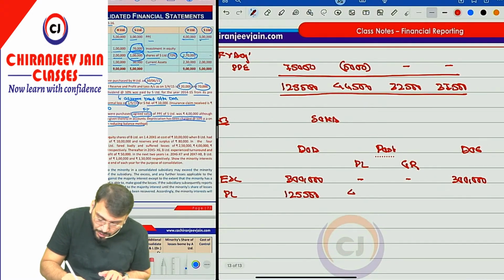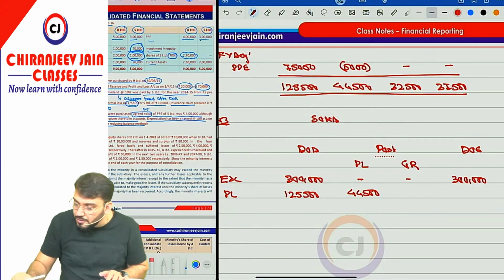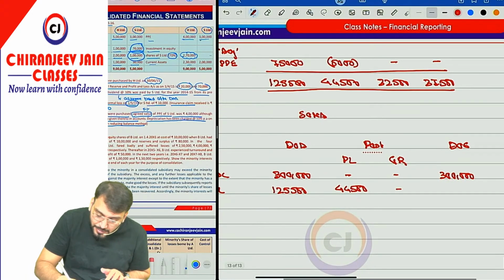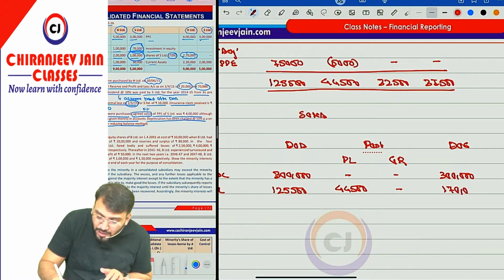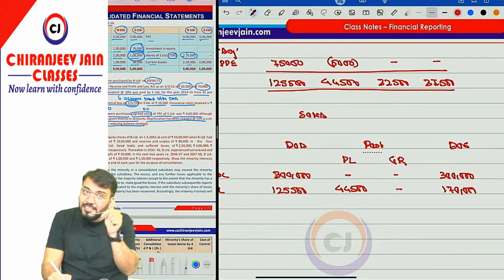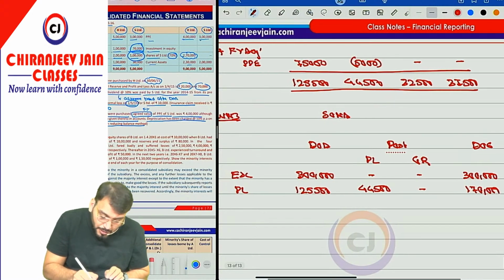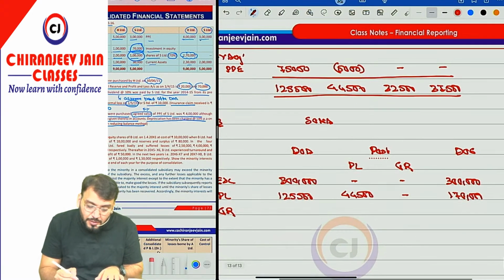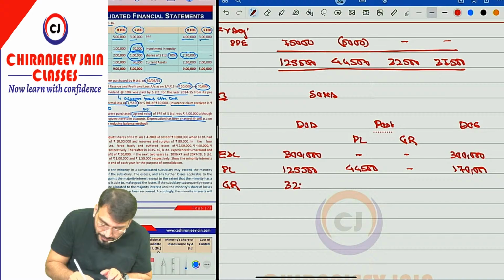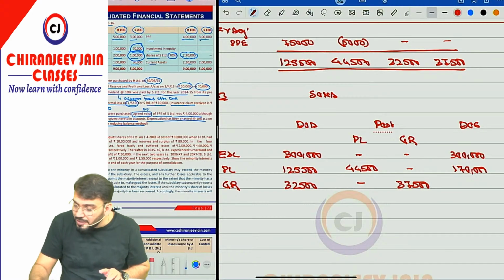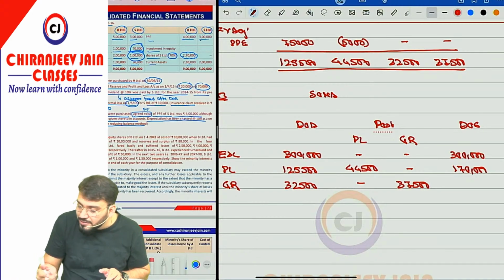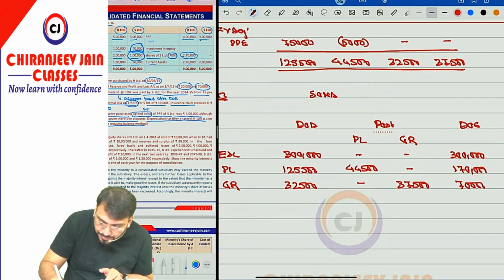and post is what? 44,500. So total 1,25,500 plus 44,500. It will become 1,70,000. Why? Because closing balance was 1 lakh and net increase in PPE was 70,000, the net fair value gain. So that becomes 1,70,000. Now add general reserve. How much is general reserve? Pre is 32,500. Post, write down in general reserve, 37,500. So it will become 32,500 plus 37,500. Total is 70,000. That is the closing balance, which means we are doing it correctly.